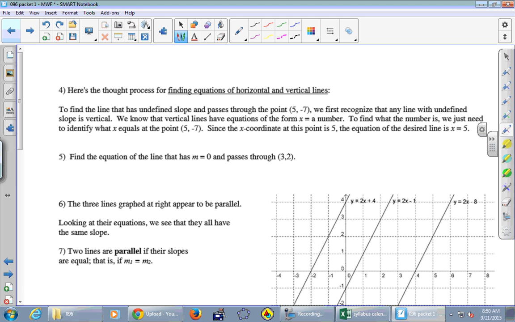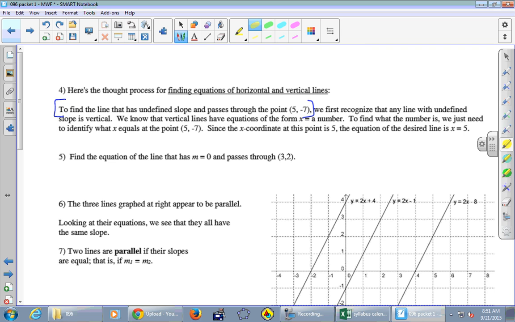Here's the thought process for finding equations of horizontal and vertical lines. We're not going to read this whole thing, but let's just look at the problem, which is this beginning part. We're going to find the line that has undefined slope and passes through the point 5, -7. Very common homework type question. Undefined slope and passes through 5, -7.